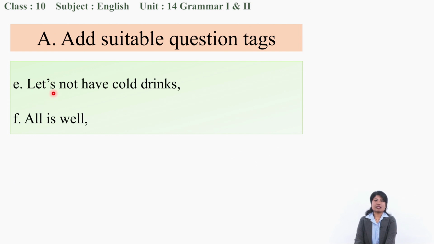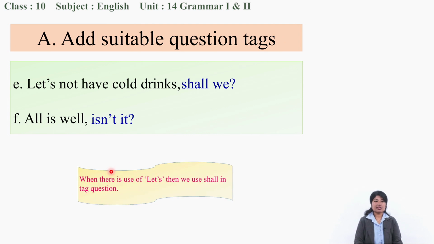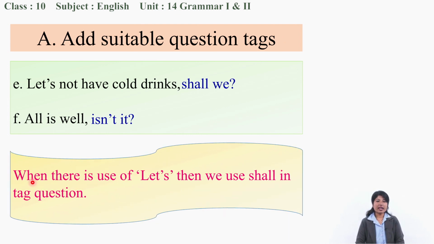Let's continue. Let's not have cold drinks. What can be the tag? Shall we? F. All is well. What can we say? Isn't it? So let's discuss something over here. When there is use of let's, then we use shall in the question tag or tag question.